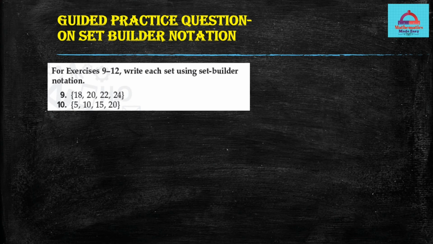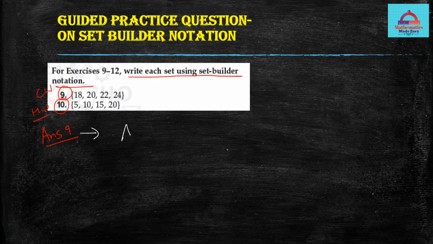Okay, so here on the screen you have 2 questions. We are going to be trying one of them. Let's try question number 9, and the other will be your homework for today. Please do try it so that you can test your understanding. For these 2 questions you need to write each set using the set builder notation. So let's solve answer number 9 here. Okay, so this set is given to you in the roster form. As you can see, there are 4 elements, starts from 18, ends at 24.